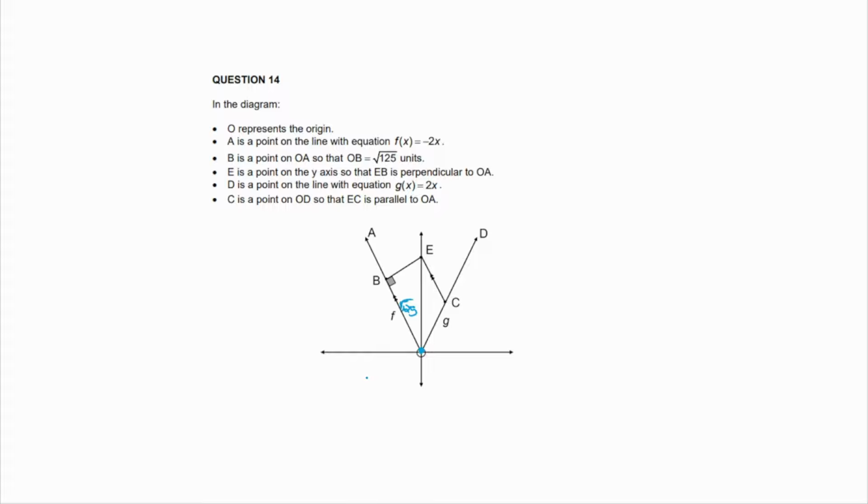They also say that E is a point on the y-axis, so that EB is perpendicular to OA. All right, that's given over here. Cool, so this is the y-intercept of this line and this line, which could be important. Then they say D is a point on the line with equation g of x is 2x. So the equation of this line is 2x, and this equation is negative 2x.